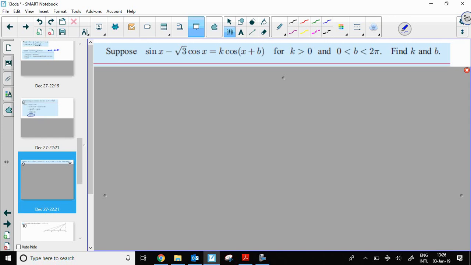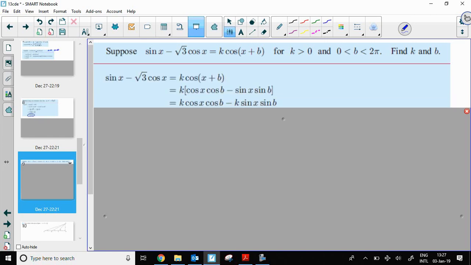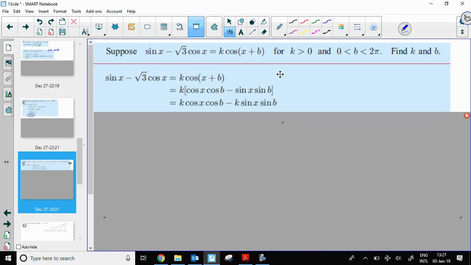I don't recall seeing this on a previous IB exam, but it's been in a bunch of textbooks that I've read, so I think it's a really neat technique, and I think the IB should use it more often. So let's see, what can we do here? We're supposing that sine of x minus root 3 cosine of x can be rewritten in this form here, but that's cosine of something plus something, so we can use the compound angle identity for cosine, rewrite, and then even distribute the k.